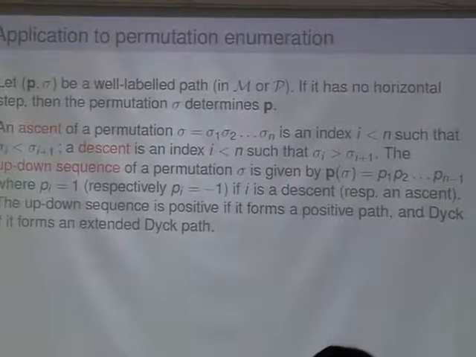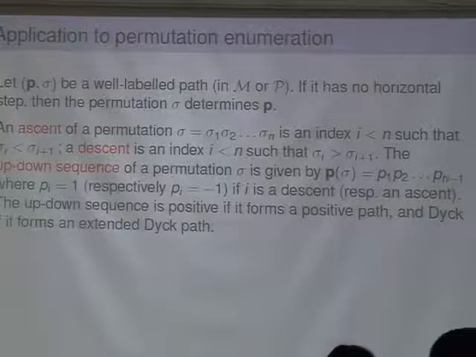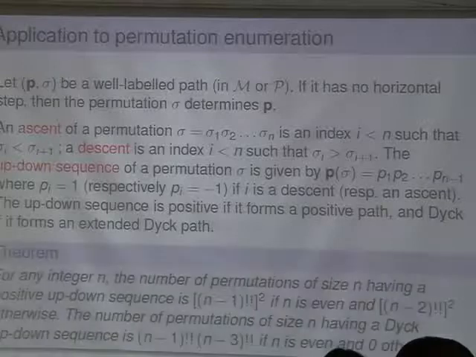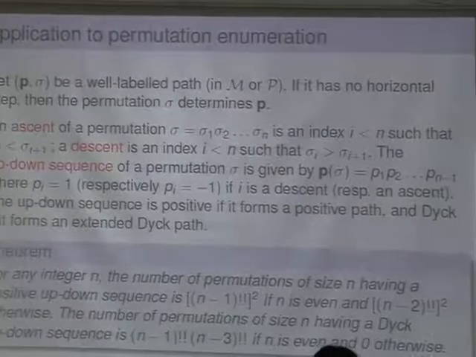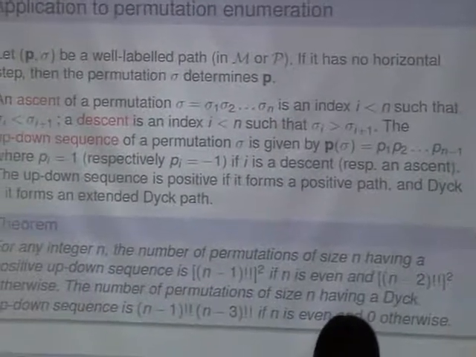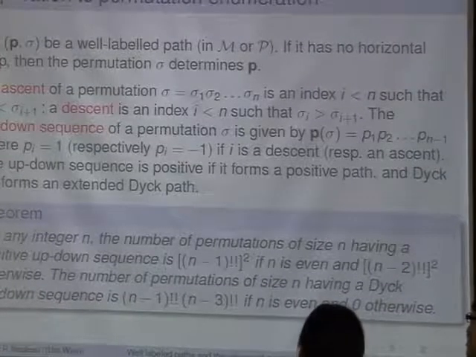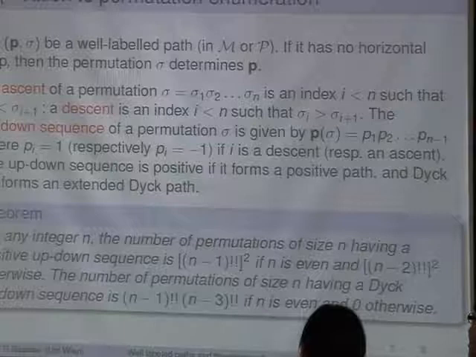It's a very natural question because the up-down sequence of permutations has been quite studied. But usually it's studied by fixing a single path and trying to find how many permutations have this path as up-down sequence. Here I consider a whole family of paths, the ones that are positive or the ones that are Motzkin, so I count them all at the same time. You just apply the formulas that I had before for k equals 0, because it corresponds to well-labeled Motzkin paths or positive paths that have no horizontal steps.